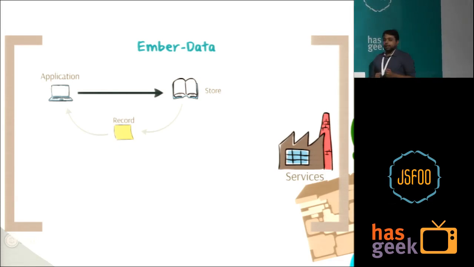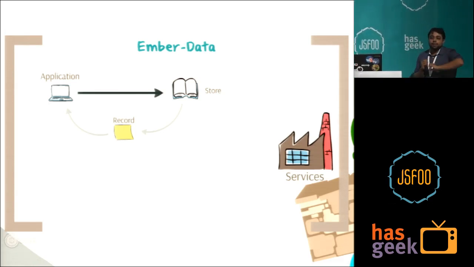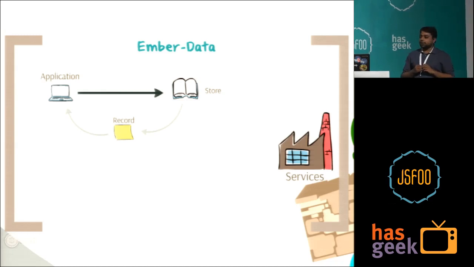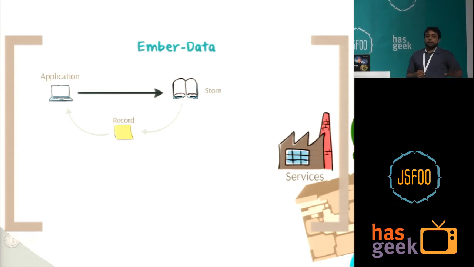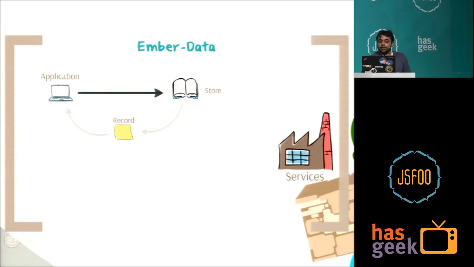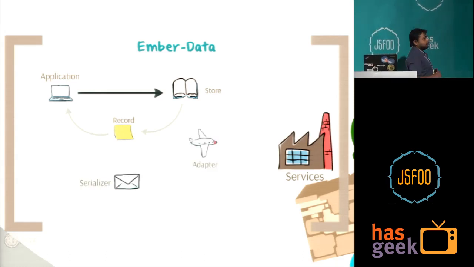So let's bring in Ember-Data. So the moment I start using Ember-Data, what happens is, the store returns a dummy and empty record to the application. There is nothing in the record, it's empty. It just says that the record is still loading, but here you go, this is the record that you can use eventually, right? What it does in the meantime is, it uses an adapter and a serializer, right?